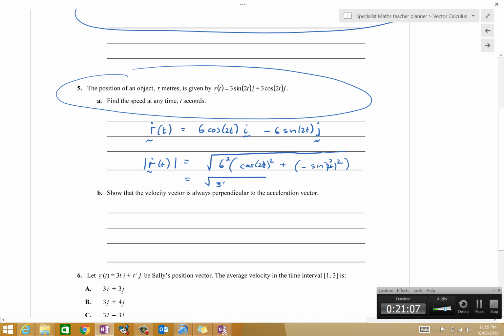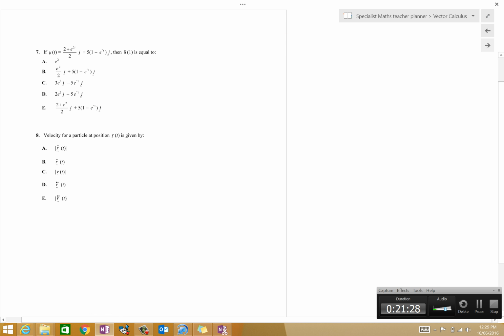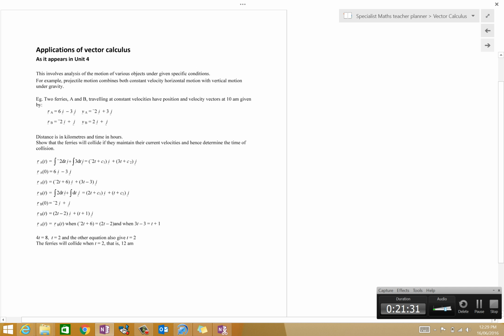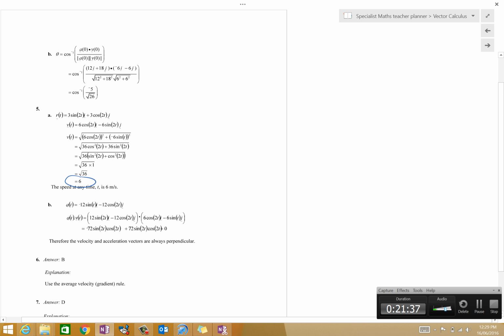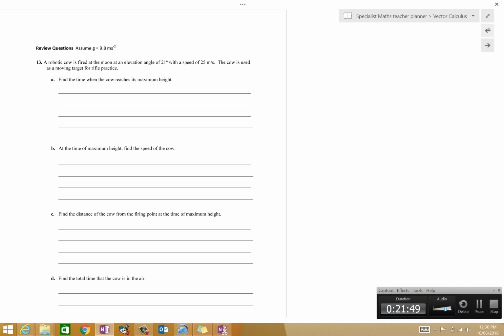That is 36, and cos 2t squared plus sine 2t squared is 1. So therefore, the speed at time t seconds is going to be 6 meters per second, isn't it? Yeah? Now let's check the answers. Yes, 6 meters per second. All right, so speed. We need to know the difference between our vector, and be careful to read the questions, because speed and velocity are two different things.